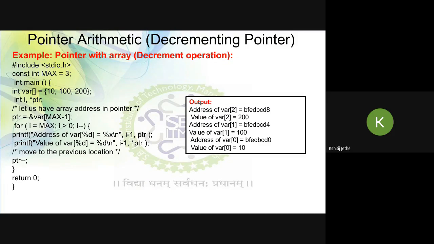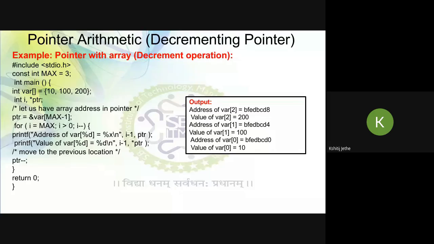Once we have the address of the last element, we can perform the decrement operation, because we know that when we perform the decrement operation, the address will decrement by 4. So we have to set the address up to the maximum value. Now we are writing i = MAX, and then i should be greater than 0, and i-- we are performing here. We are reversing the loop, and then again we are printing the value here. So here we are printing ptr and again the value. When we print the ptr, it will print the address.